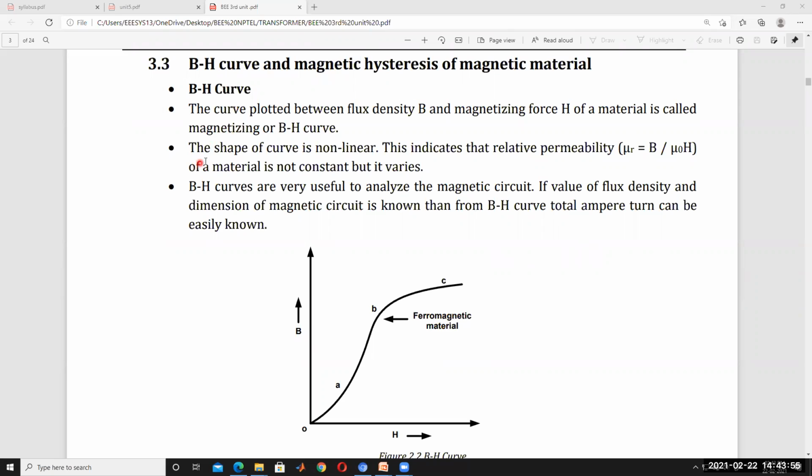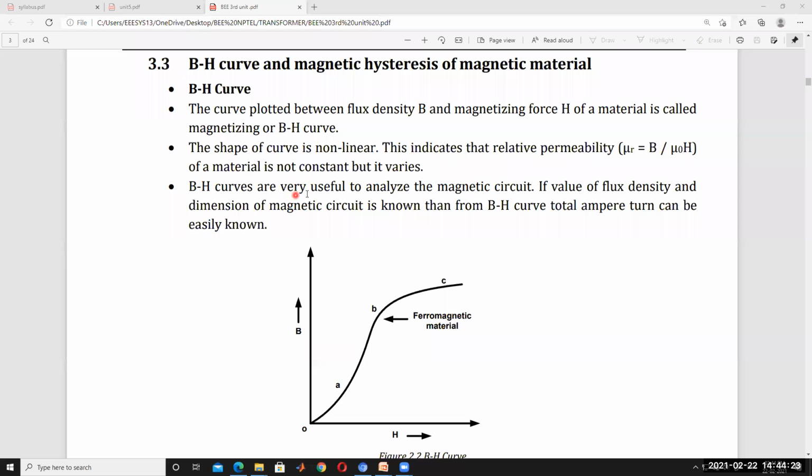The shape of the curve is nonlinear. This indicates that relative permeability mu r is equal to B by mu naught into H. So the relative permeability of a material is not constant, but it varies.